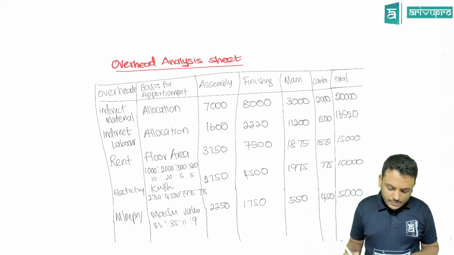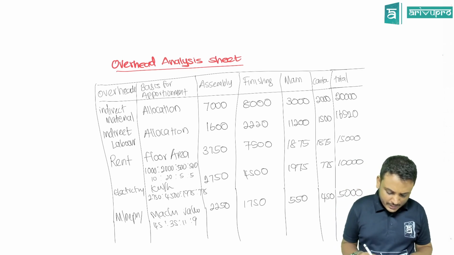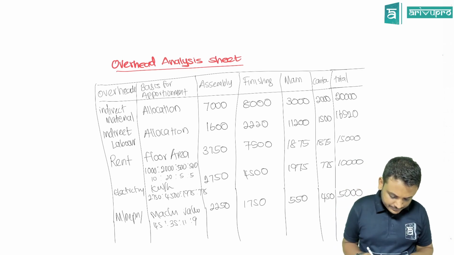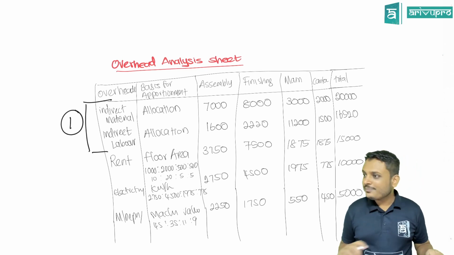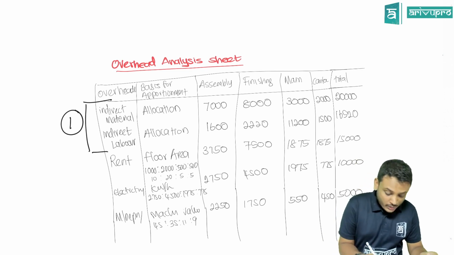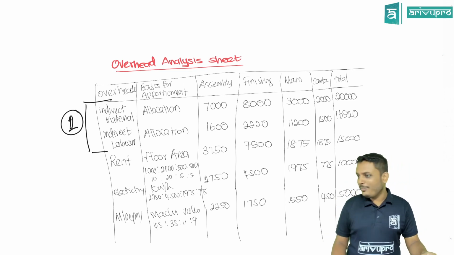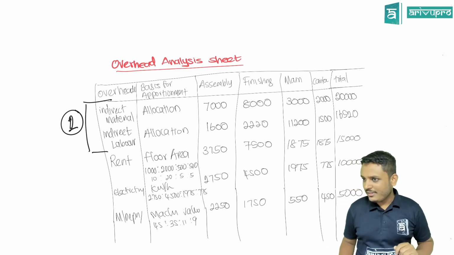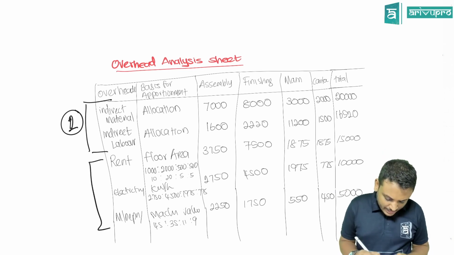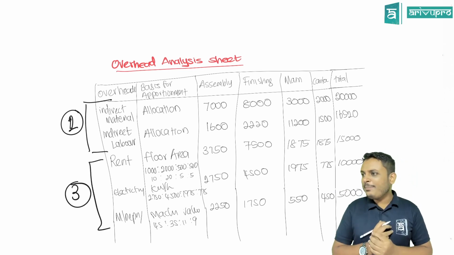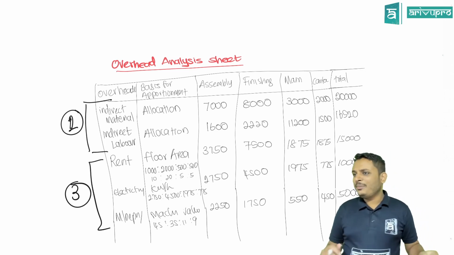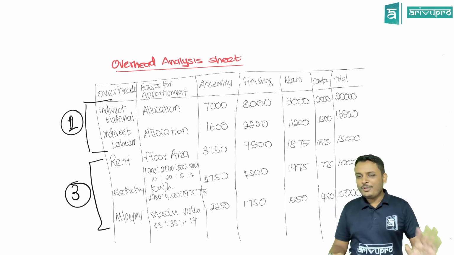So concentrate, students. If you have space, just mark like this. See, these two, step number 1, yes or no? Sorry, step number 2. Identification of overhead is step number 1. It is given in the question itself. This is step number 3. What is step number 3? Apportionment. Is it clear? Up to now, is it clear?